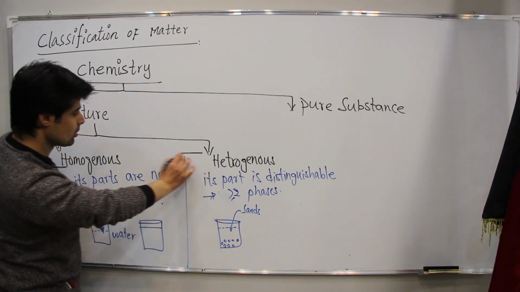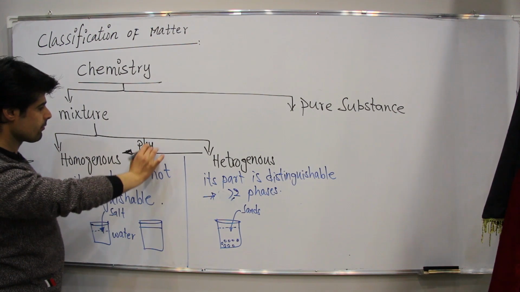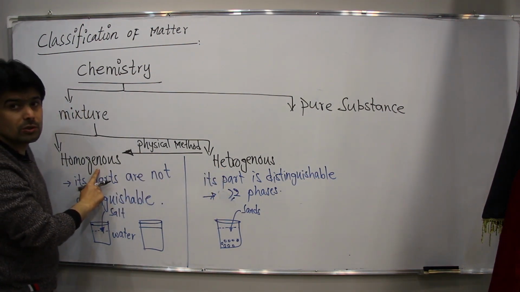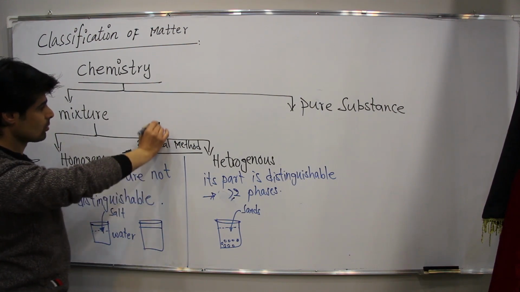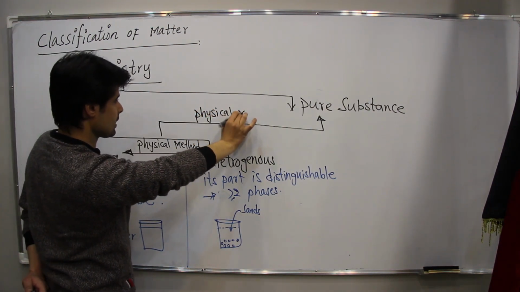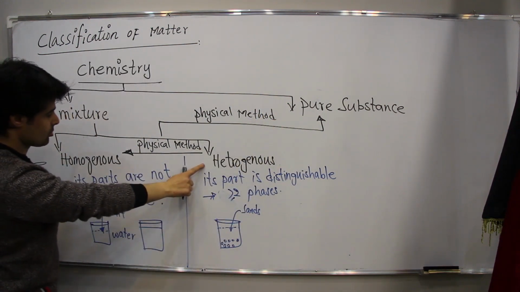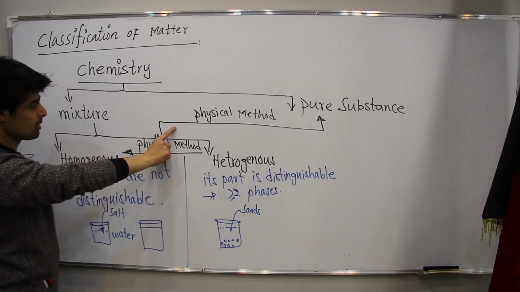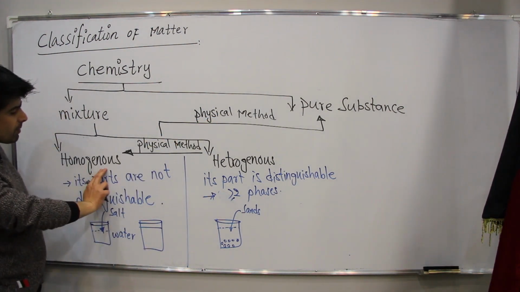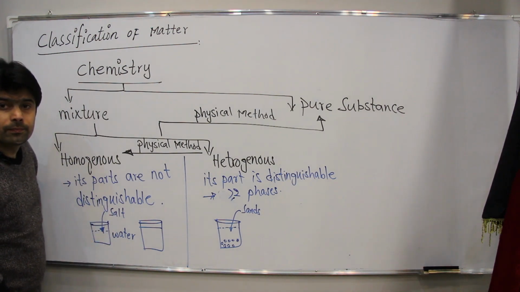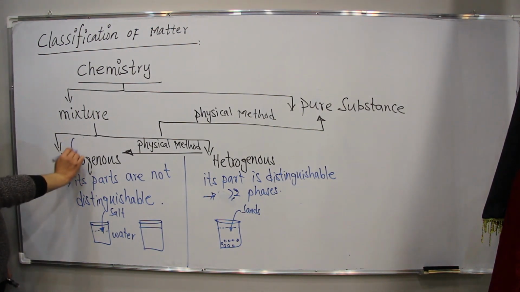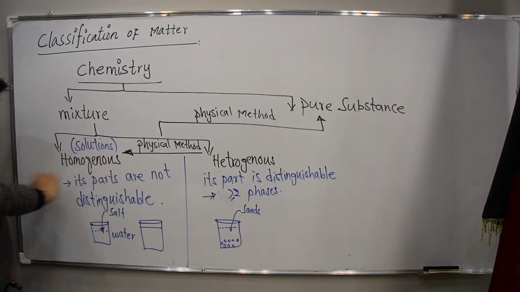Now, by physical methods, heterogeneous can change to homogeneous. Also, by physical methods, it can change to pure substance. By physical methods, we can change heterogeneous to homogeneous, and also by physical methods, we can change a homogeneous mixture to pure substance. What does it mean? It means we can separate the parts which we dissolved before. Now, another name for homogeneous is solution. Solutions, we will study later.